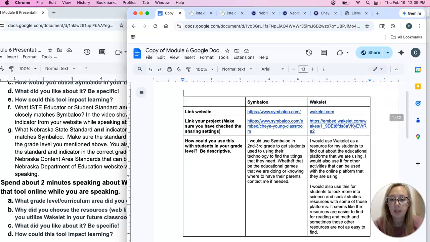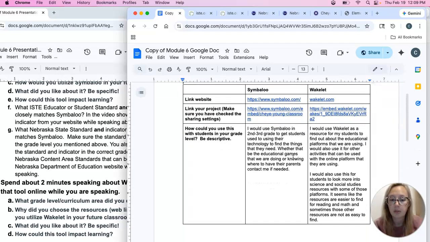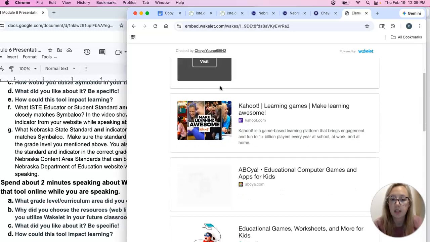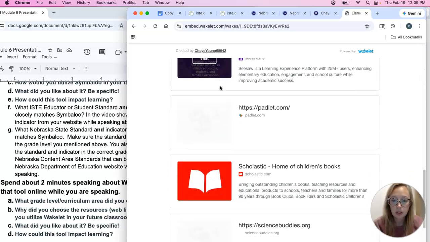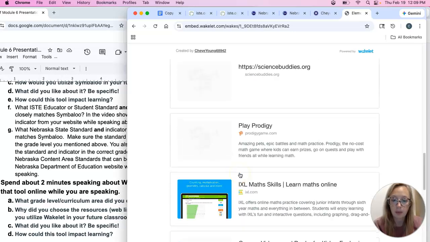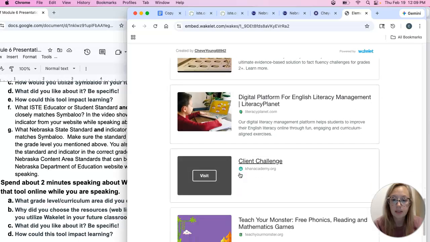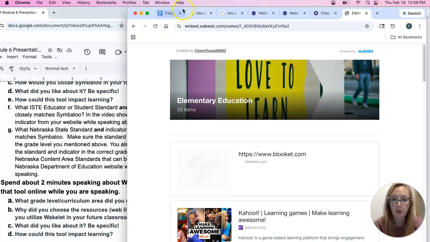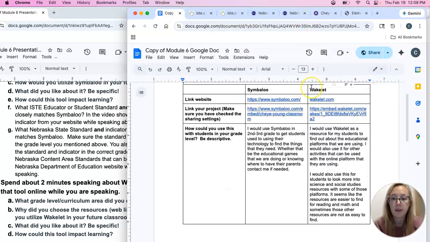And then I explored Wakelet, and honestly, this is the first time I've used Wakelet, so that was a little bit interesting to me. So here's my Wakelet, elementary education. This is just the stuff, and I don't know why these aren't popping up, but this is the Wakelet for the project this week.